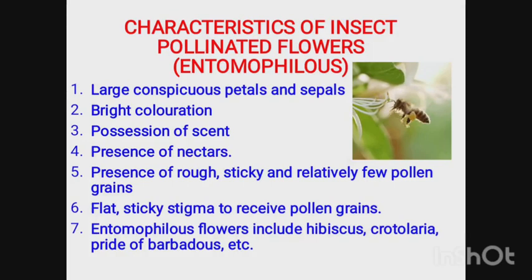Now the hibiscus flower is what you use for your zobo, if in case you don't know. The zobo we drink is from hibiscus flower. We have the crotalaria. We have the pride of Barbados. These are examples of what? Entomophilous flowers or insect pollinated flowers.